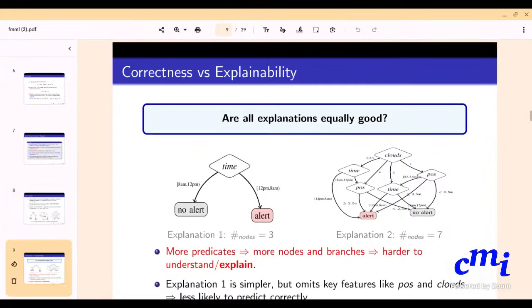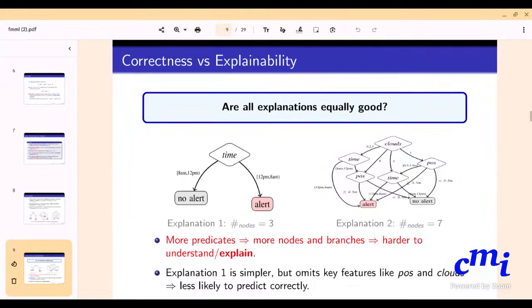Having said that, now we want to ask: are all explanations equally good? Explanation 1 has 3 nodes, and explanation 2 has 7 nodes. To a rational human being, it's easier to understand explanation 1 because it has just 1 node. But to understand how explanation 2 is working, I have to keep track of so many decision paths, so it is very difficult for me to understand as a rational human being.